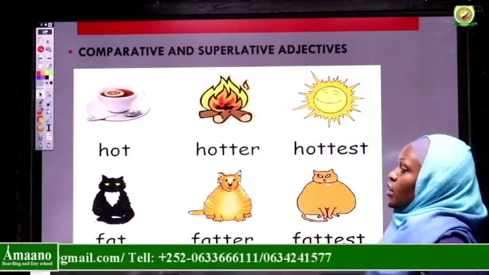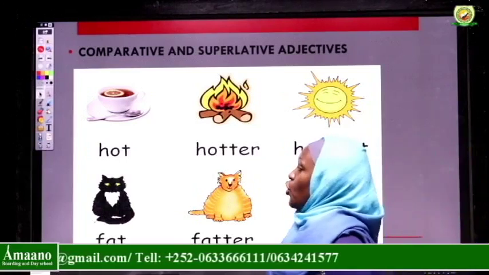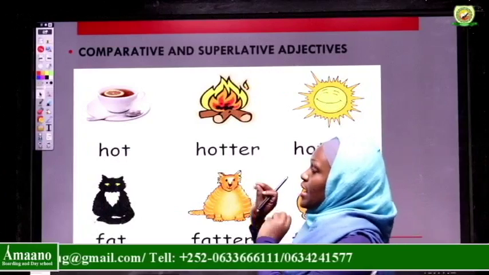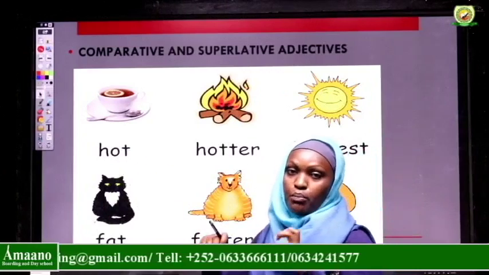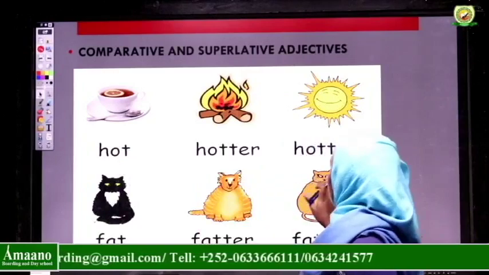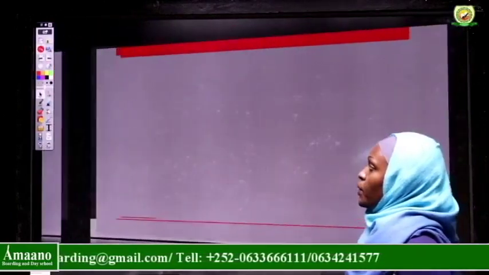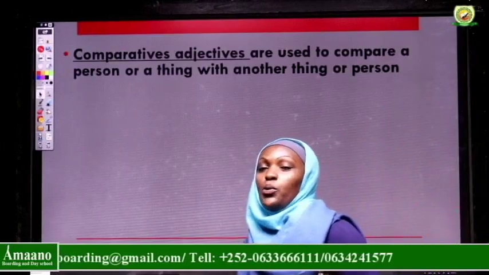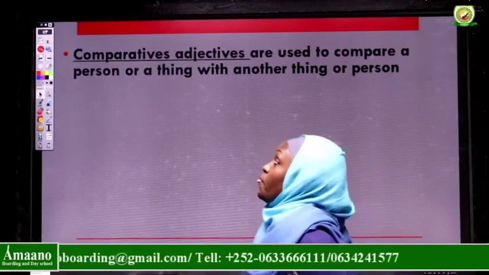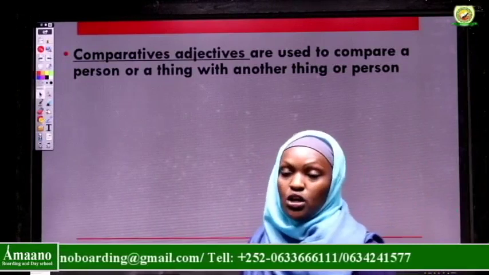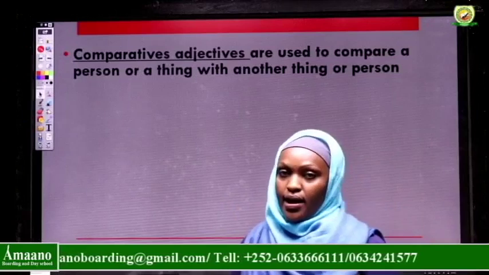Now, here we are trying to compare these things. We are trying to compare the fire and the cup of tea. Both of them are hot, but how are they hot? Now, we have comparative adjectives, and with these we compare two things. Comparative adjectives are used to compare one person or one thing with another.